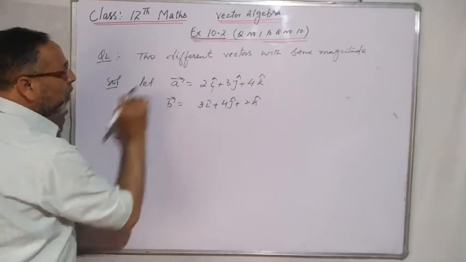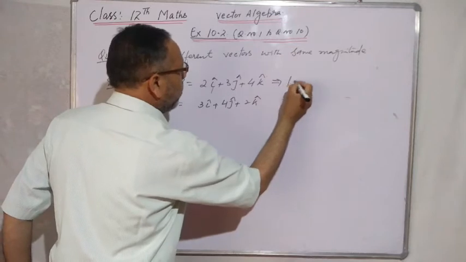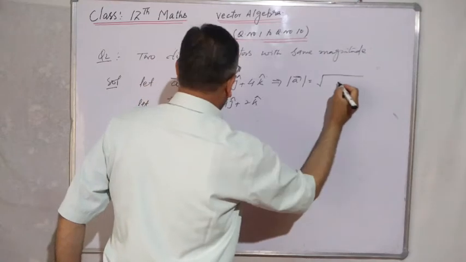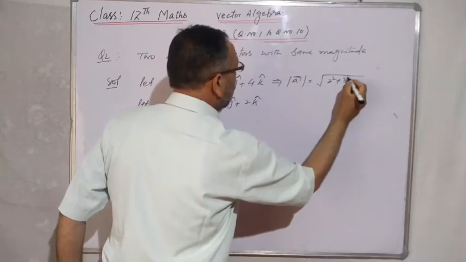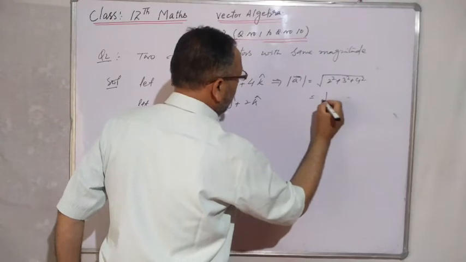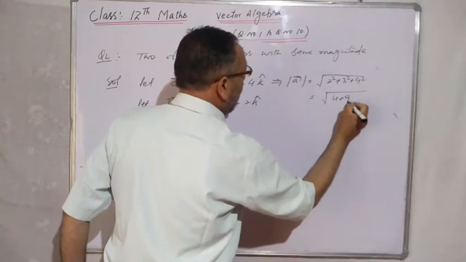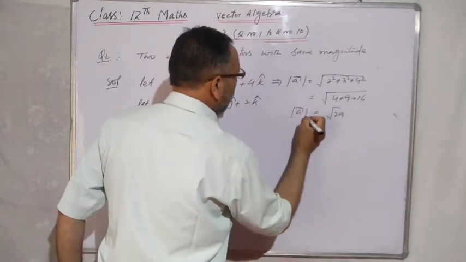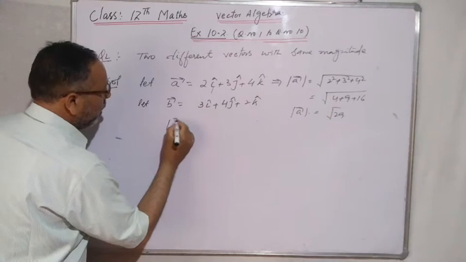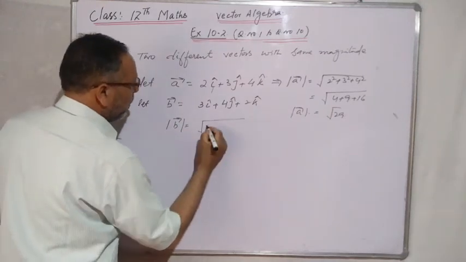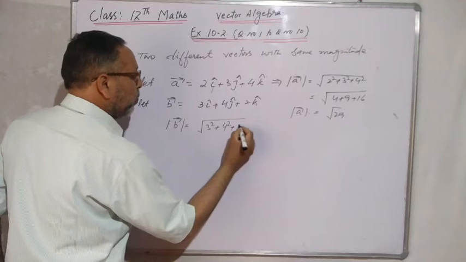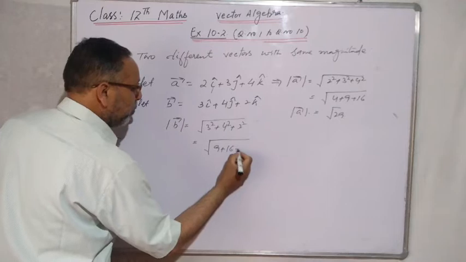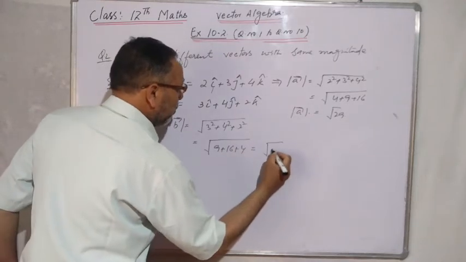So let me find the magnitude of vector A. So here, magnitude of vector A is equal to under root of 2 square plus 3 square plus 4 square. So it is under root of 4 plus 9 plus 16. It is under root of 29. And if I find magnitude of vector B, it is under root of 3 square plus 4 square plus 2 square. So it is 9 plus 16 plus 4, which is again equal to root 29.